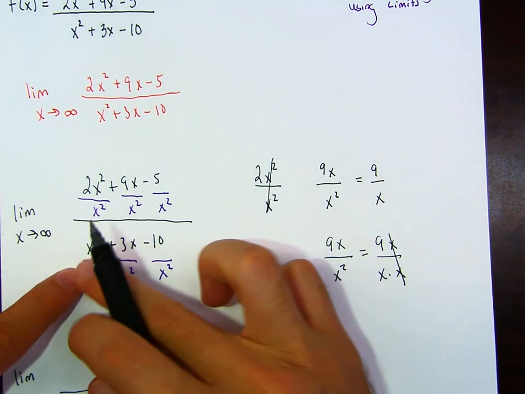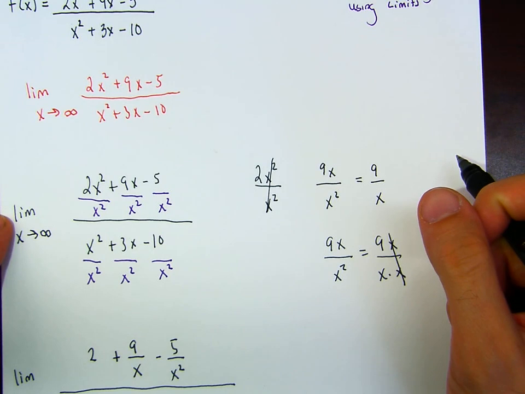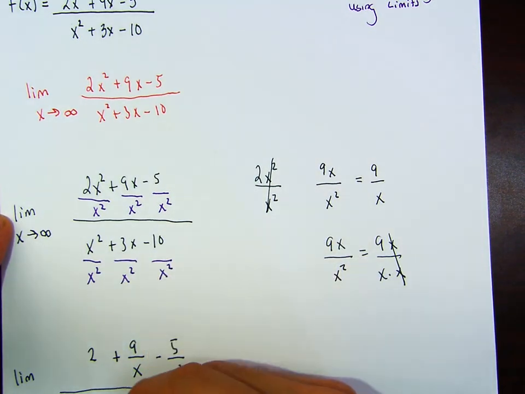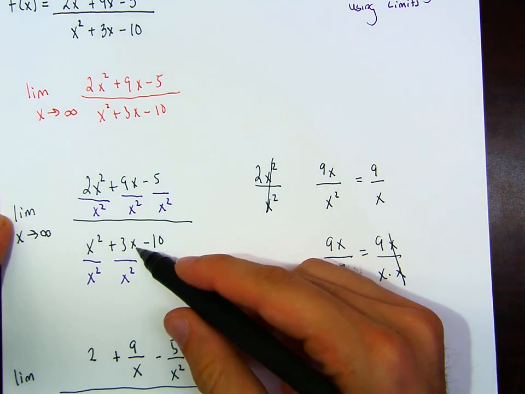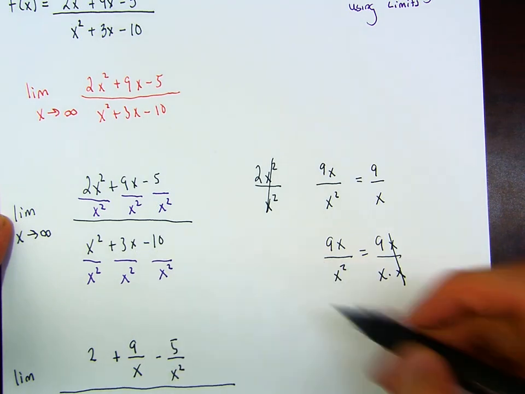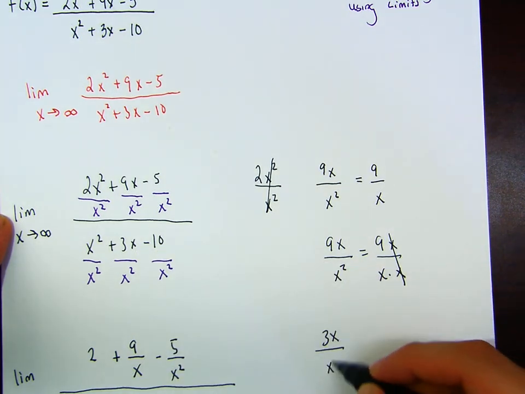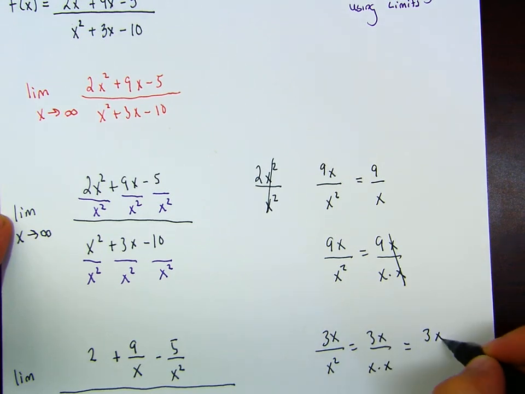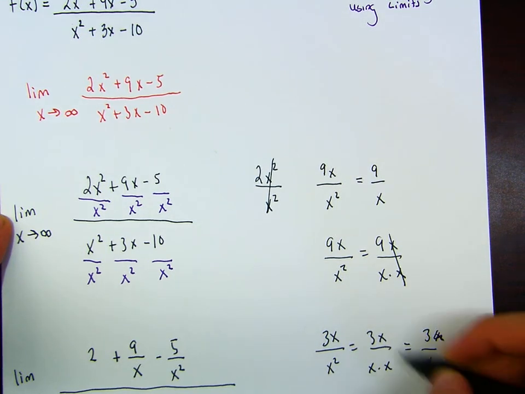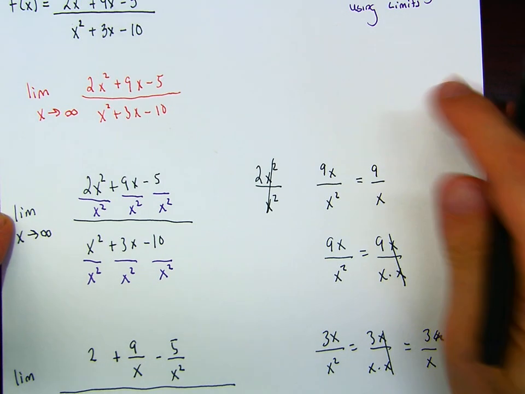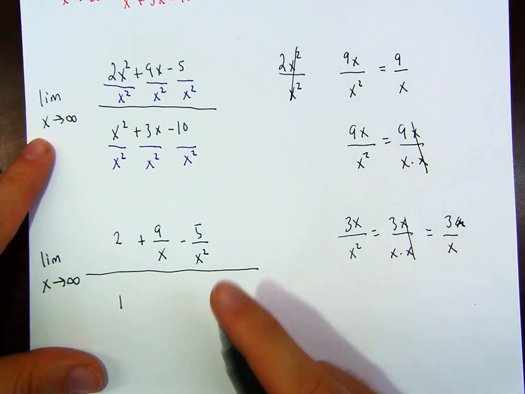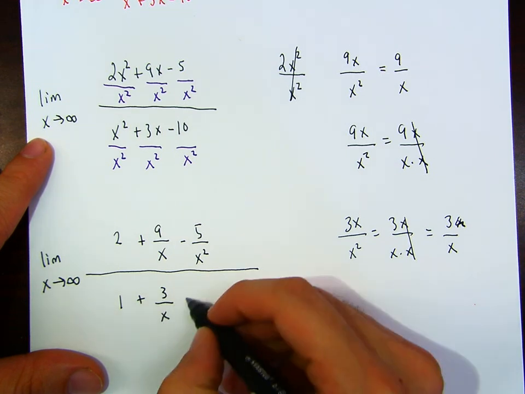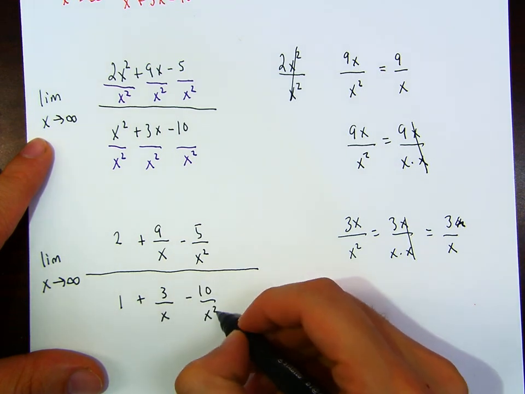Take your time and try to do this one by yourself. Pause the video and try it. But notice x squared divided by x squared is 1. What's 3x divided by x squared? That's 3x over x times x. I'm sorry, 3 over x, right? Because these x's cancel. So this is just 3 over x. And then this is minus 10 over x squared. You can't really do anything.